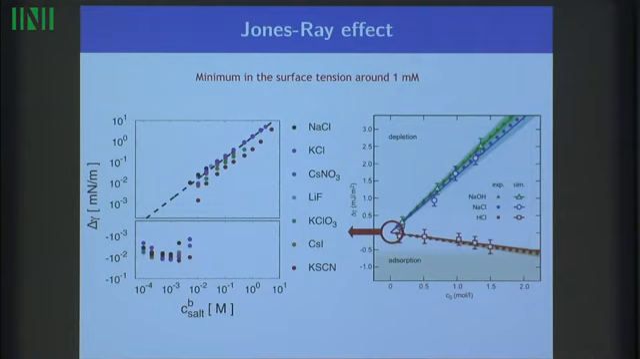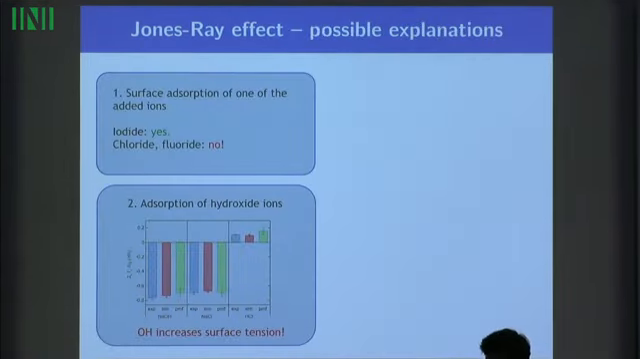And there's one related problem there, which is called the Jones-Ray effect, which is if you zoom in on this graph to very low concentrations. What people did before, and this is from 1940 measurements by Jones and Ray, what you can see is that there's a non-monotonic behavior of the change of the surface tension as a function of the salt concentration. Yeah, so there's a slight minimum here at around 1 millimole per liter, where the surface tension actually first decreases and then increases. And people have thought about what it could be, whether it could be any form of ion adsorption.